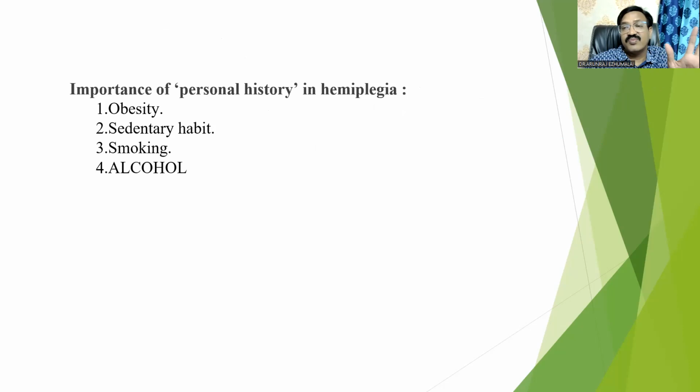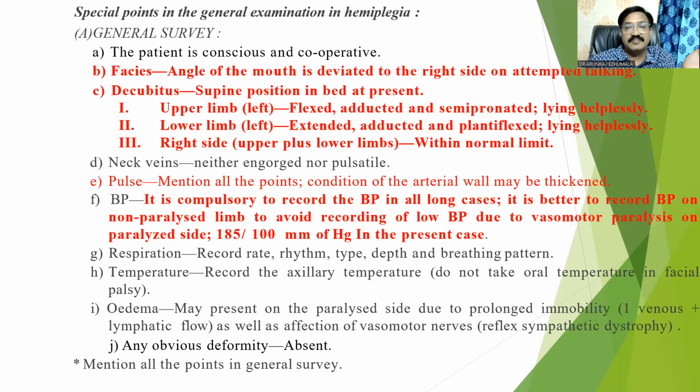Personal history: definitely smoking and alcohol you should not forget, because these are important risk factors for stroke, as well as obesity. Always try to tell the BMI in the general examination. Calculate the BMI if possible. Just measure the height and weight, calculate the BMI and write it in the case sheet. It will be a useful point, which may be an added risk factor for stroke. Sedentary life, that also you may ask: whether he is just a clerk doing office work, not doing any exercise. Manual laborers may not have so much hemiplegia.